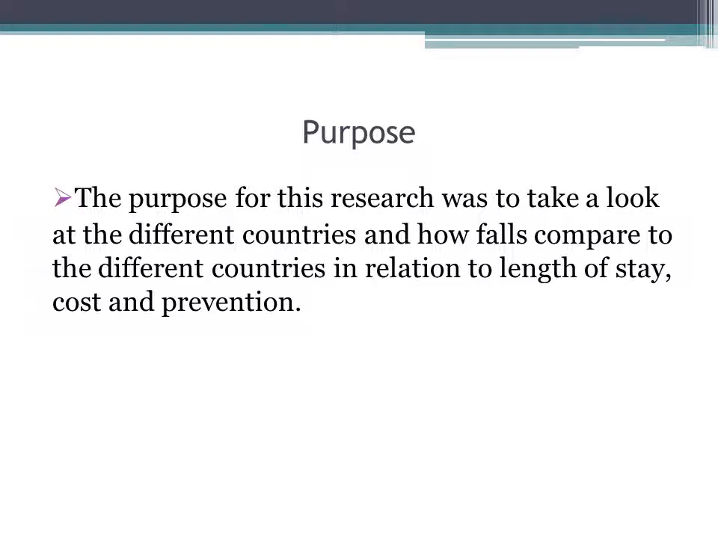So the purpose of this research was to take a look at the different countries and how falls compare between them in relationship to the length of stay, the cost, and prevention. That's why I chose the 3 prominent countries that we have. They have different insurance systems that played a role in some of the research, but across the different countries, we looked at the length of stay, the cost, and prevention.